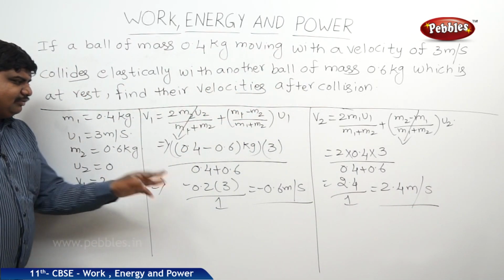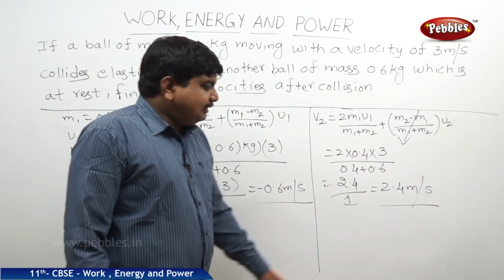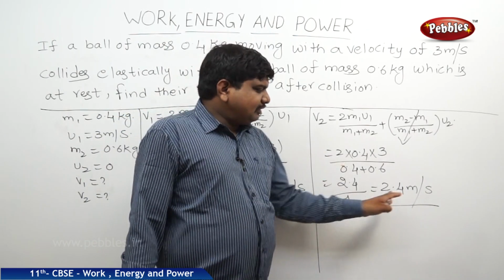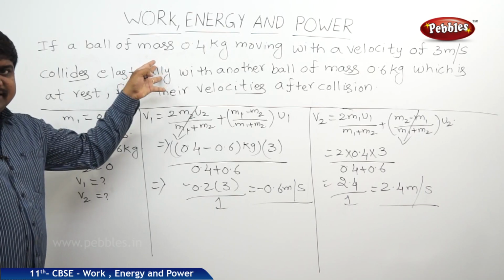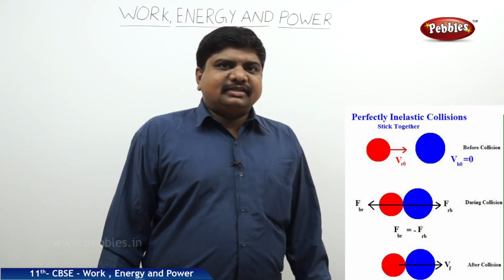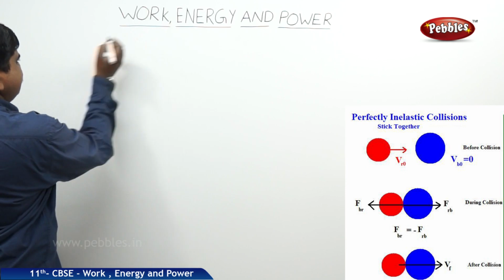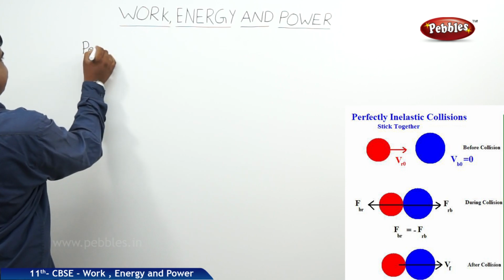So the body v1 will move with minus 0.6 meters per second. The other body will move with velocity 2.4 meters per second in this special case of collision. The next concept we are discussing is perfectly inelastic collision.